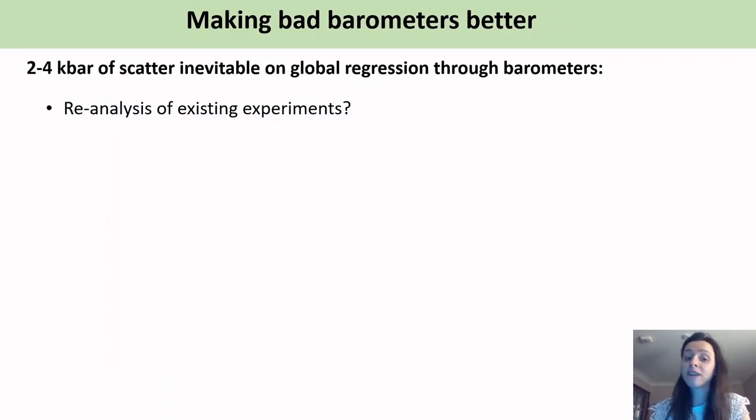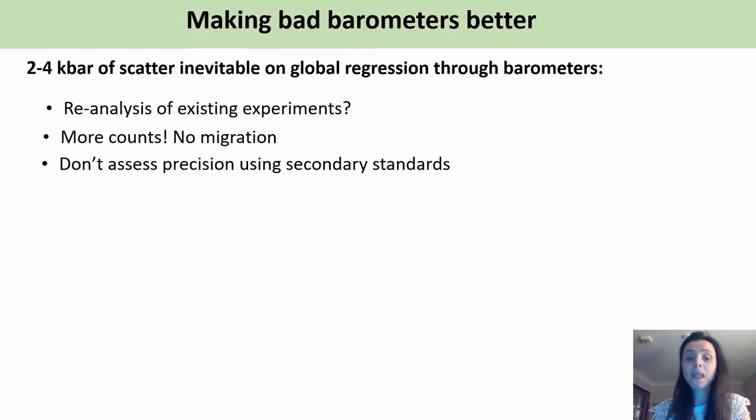We likely need to reanalyze a lot of existing experiments to improve the precision on sodium. We can do that using more counts. We need either longer count times on sodium or higher beam currents. We've done tests at OSU, even 100 nanoamps in several minutes, sodium isn't migrating in Cpxs, so that doesn't need to be a concern. We need to make sure we're not assessing precision using secondary standards on elements where the secondary standards have different concentrations.